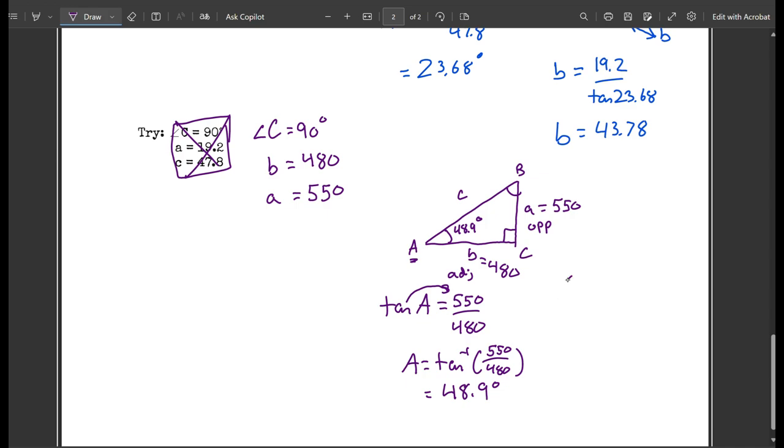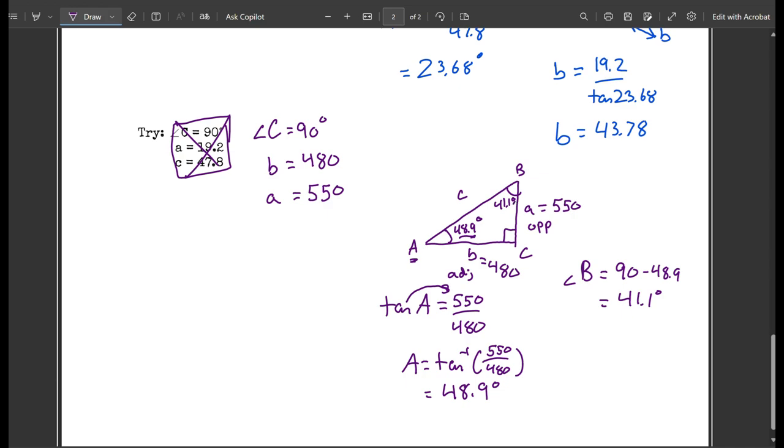All right, now we can figure out angle B very easily. 90 minus 48.9. Okay, just for the sake of finding our interior angles, it's easier to have this rounded to a tenth. All right, so 90 minus 48.9 gives us 41.1 degrees. Okay, that's a little degree sign right there, not a 0.